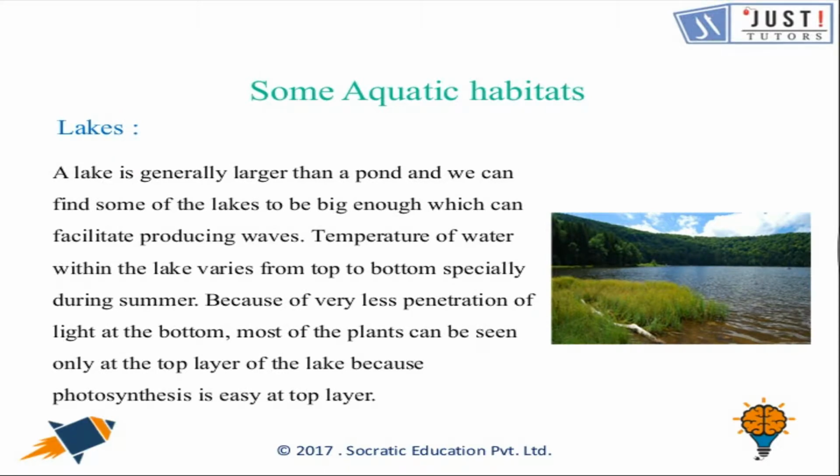Now coming back to the lakes. A lake can be considered as a large pond. We can also find some lakes which are big enough to facilitate the production of waves inside. One interesting fact about these lakes is that the temperature of water within them varies from the top layer to the bottom layer during the summer season. Also, they facilitate the process of photosynthesis in plants when the plants are close to the top surface. So that is all about the aquatic habitats.